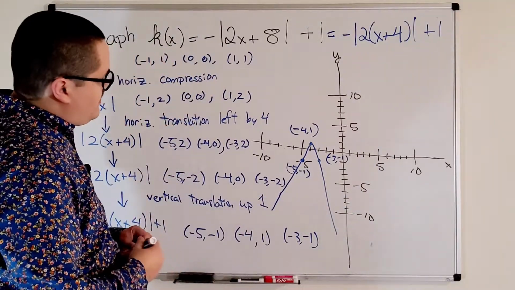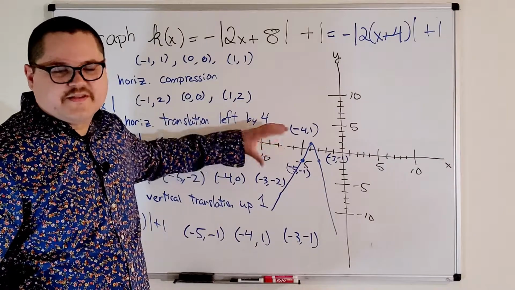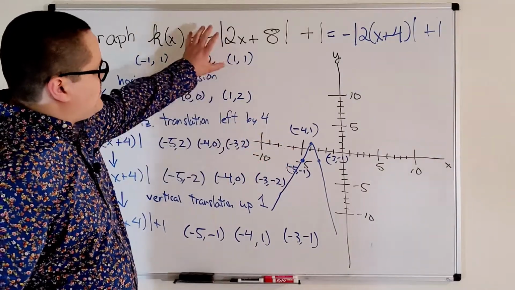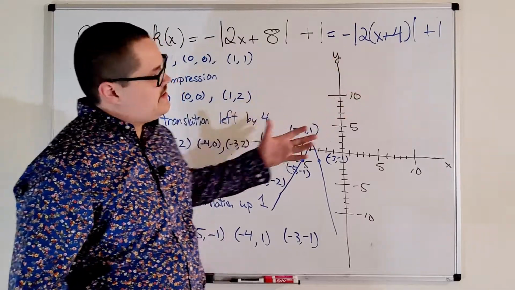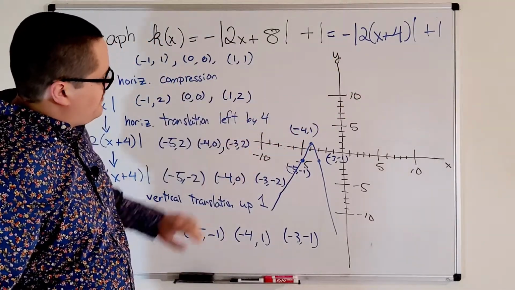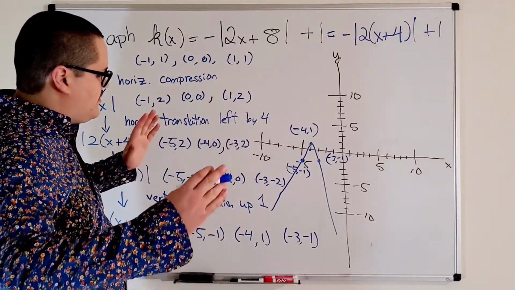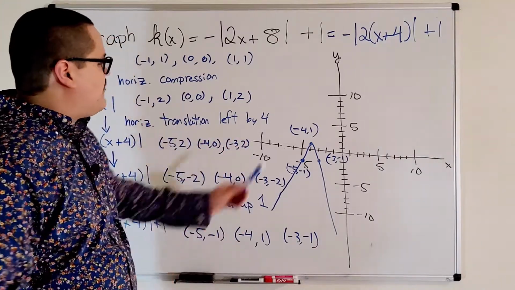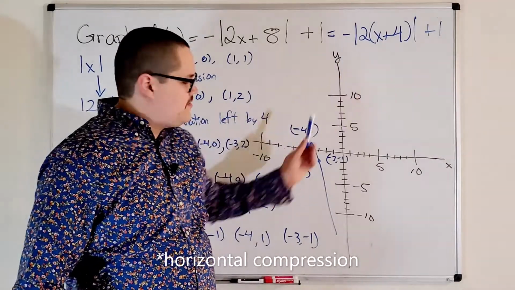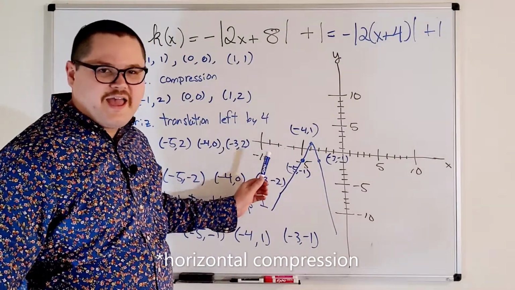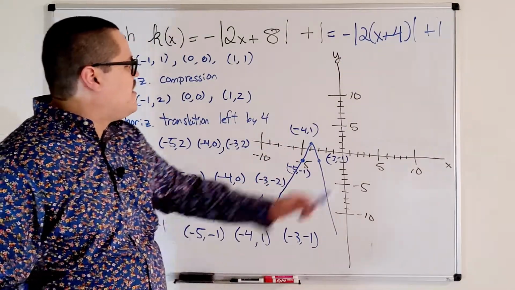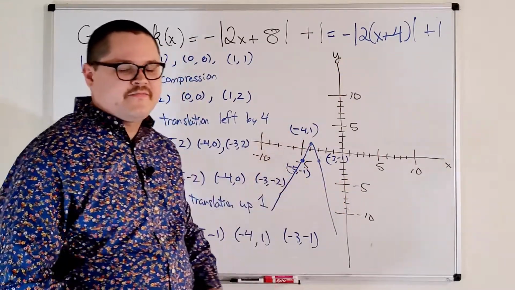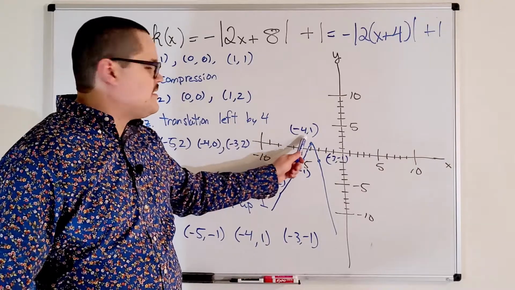So notice that this graph, for one thing, it's upside down from a standard absolute value function. That's because there was a negative out front telling us to flip over the x-axis. It's a little compressed because we have a vertical compression by a factor of 2. And it's been translated 4 units to the left and 1 unit up. So the vertex is here now.